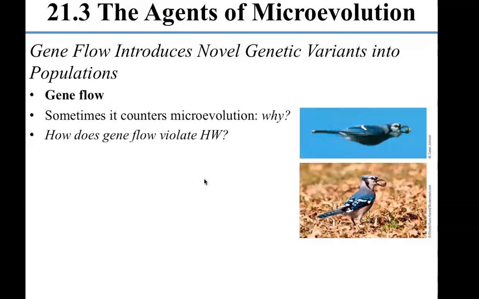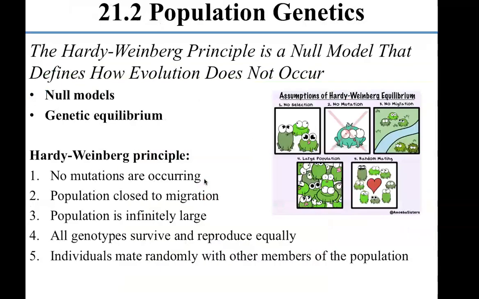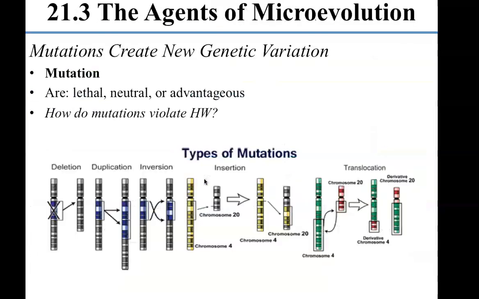And in either case, it's going to affect the allele frequency. So gene flow violates Hardy-Weinberg by violating number 2, population is closed to migration. Because we have immigration of new individuals or new alleles to a population, it's going to change the allele frequency and violate Hardy-Weinberg 2. So anytime gametes or individuals move from one population to another, then technically that population is evolving.